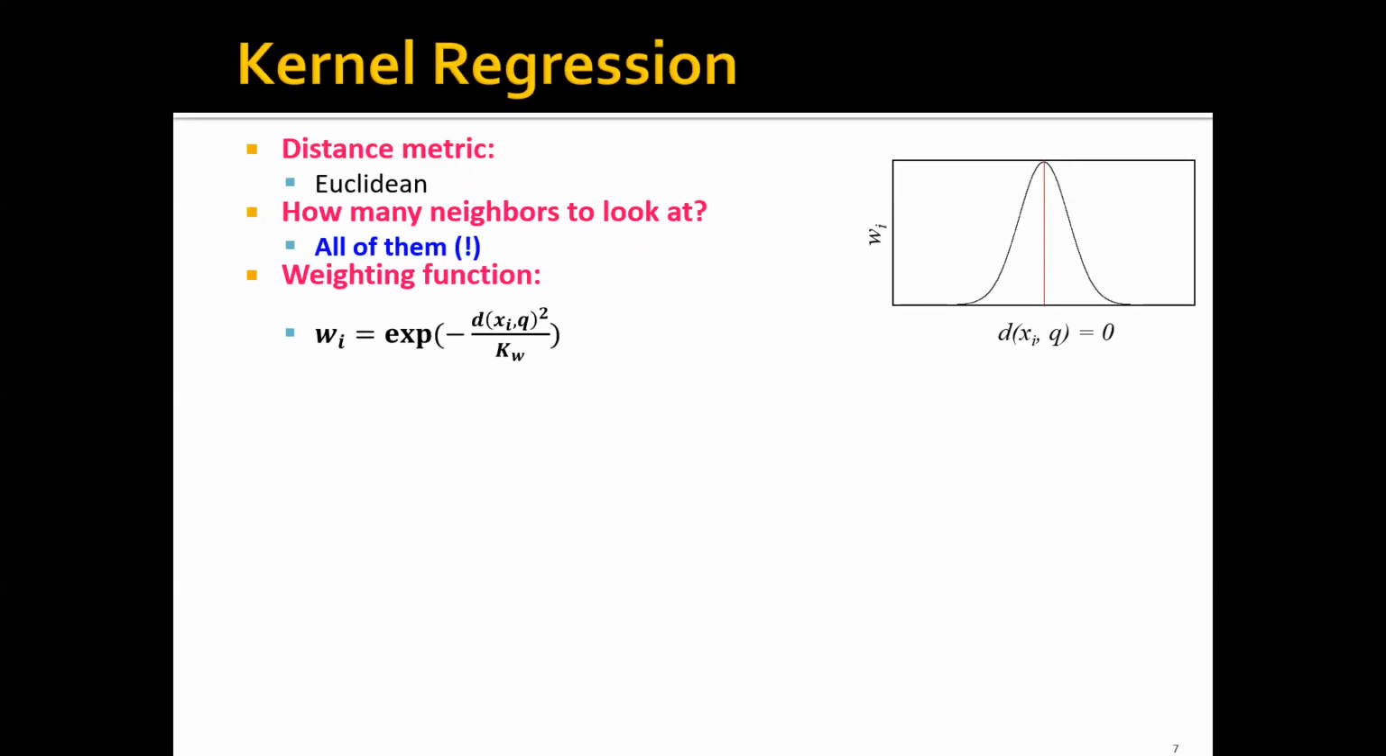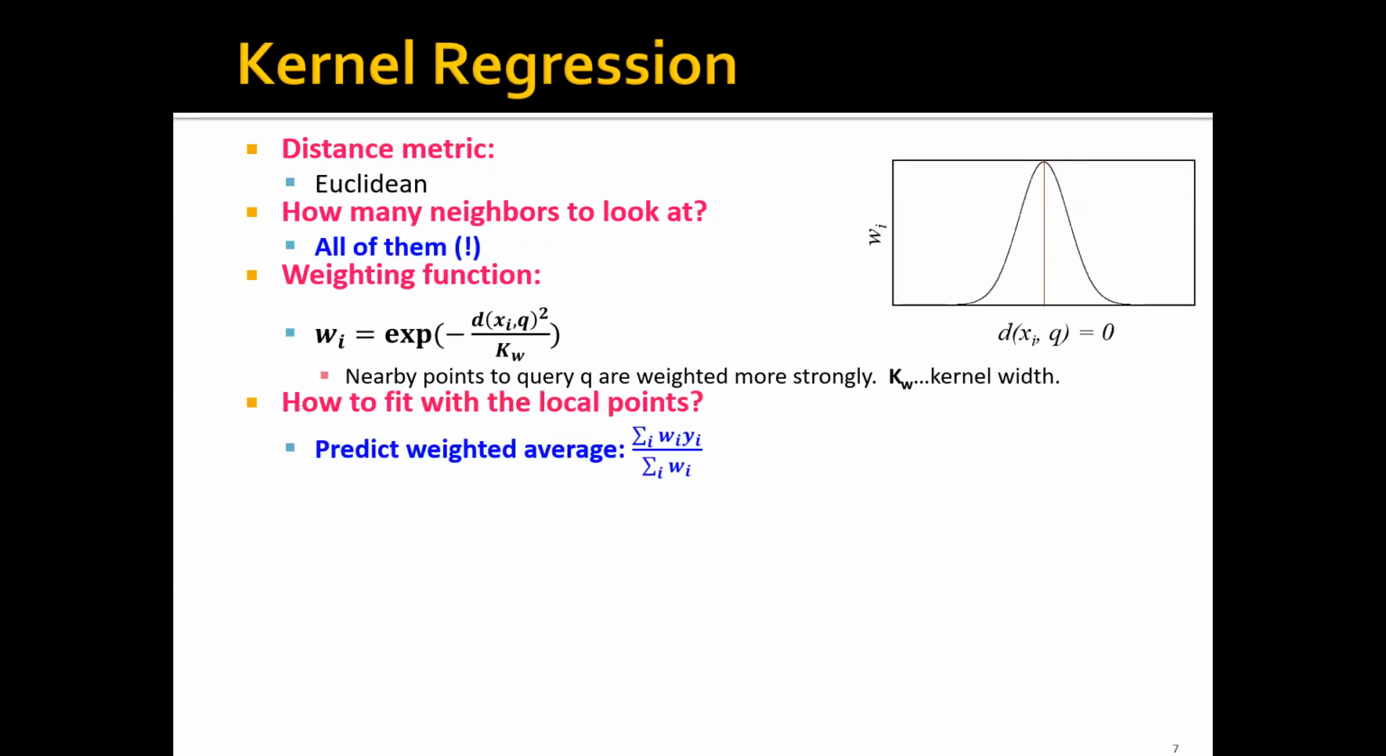So basically, we have a weighting function that looks like this, and this means the points nearby the query Q will be weighted more strongly, because if the distance is smaller, then the weight will be larger, as we can see in this plot. And KW is the kernel width, which is a hyperparameter that you can tune. And how do we fit the local points? Since we already have the weighting here, we can just predict the weighted average as the final result.